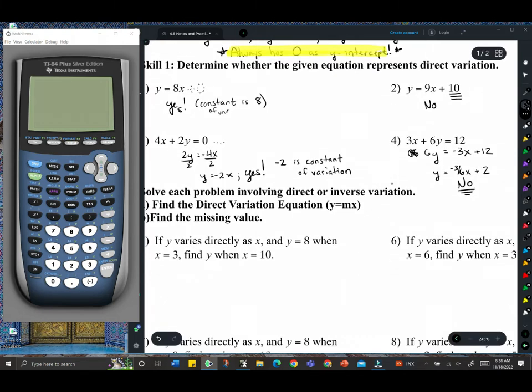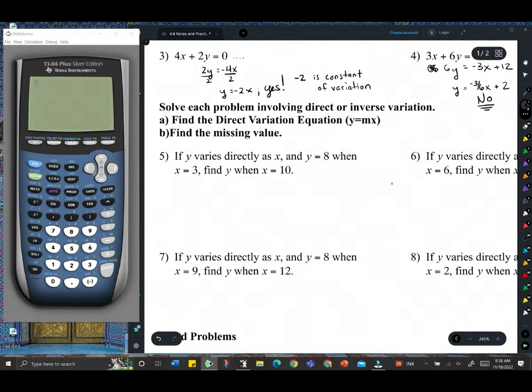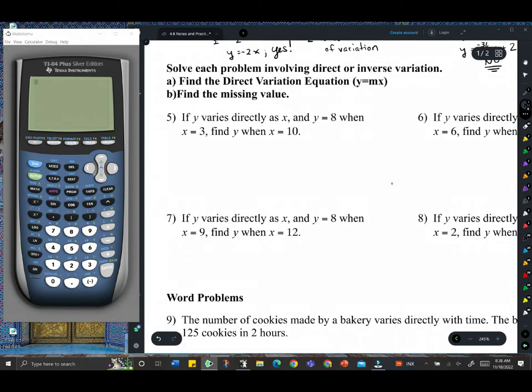Now, even solving these, hopefully you'll find is not too bad. I'll write some steps down for you, and we are going to be finding the direct variation equation and also finding the missing value. So, first off, we have y varies directly as x. So, ding, ding, ding, direct variation. Step 1 is to find y over x, which is the constant of variation.